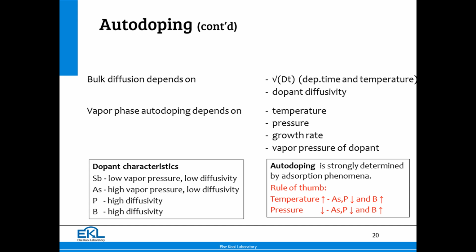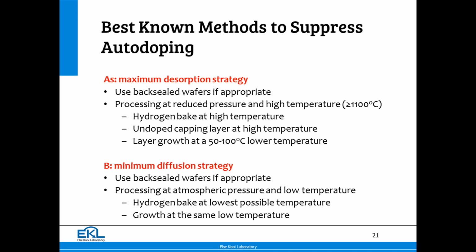And especially for the n-type dopants, what happens there is strongly determined by adsorption phenomena. As a rule of thumb, when you increase the temperature, the auto doping of the n-type dopants becomes better, boron gets worse. If you reduce the pressure, the n-type dopants are getting better, boron gets worse. Can we understand that? Well, a little bit.